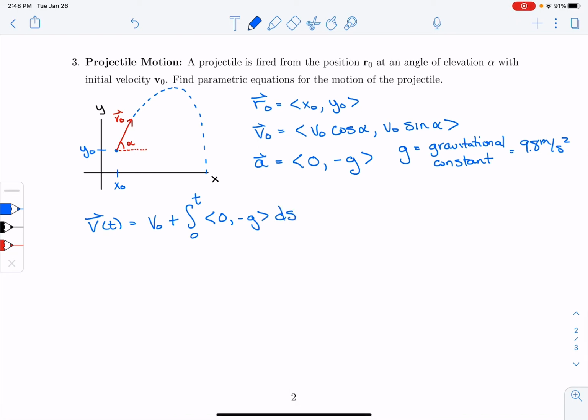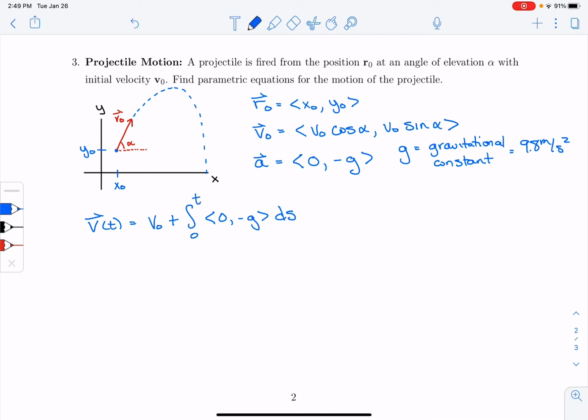We know this because of the second fundamental theorem of calculus. If you take the derivative of velocity, you get acceleration. And if you take the derivative of this constant, you get 0. And then if you take the derivative of this integral, you just get what's on the inside. That's the acceleration vector 0, minus g. Of course, v of 0 in this case is going to be v sub 0, because if you plug in 0 here, then that integral is going to be 0. So v of 0 is v sub 0.